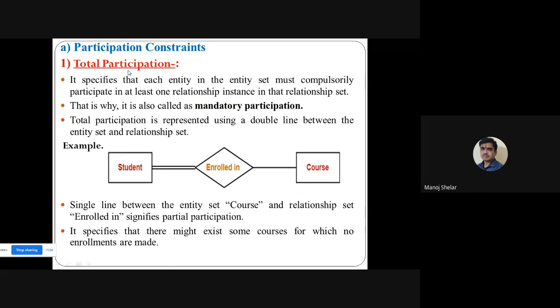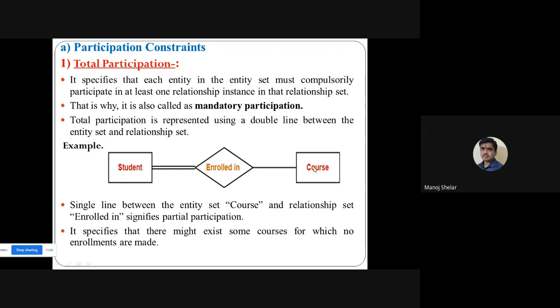Then the participation constraint. There are two types of participation constraint in an ER diagram: one is total participation and the second is partial participation. Total participation, one simple example: suppose student is one entity and course is one entity. Listen carefully, it is very easy. Suppose a B computer class has 68 students who enroll in the DBMS course. So all 68 students enroll for the DBMS GATE course.